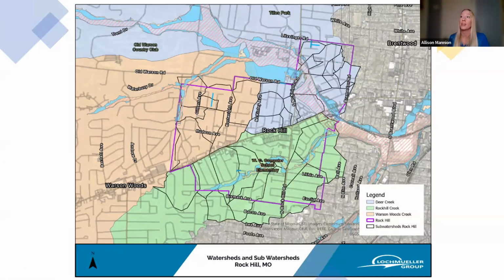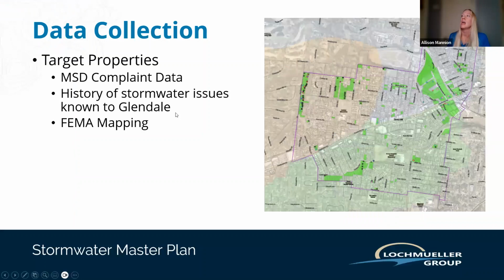And then from all of that data, we came up with a list of what we called target properties. These were the properties where we went out in the field and inspected the area or spoke with a property owner. Like I said, we looked at complaint data, we sat down and discussed with city officials, and we looked at the FEMA floodplain mapping for the city. All these properties in green were our list of target properties, and a couple popped up while we were out in the field and throughout this process. So it was a bit of an evolving list, and even after this meeting, there could be some additional information that comes to light.